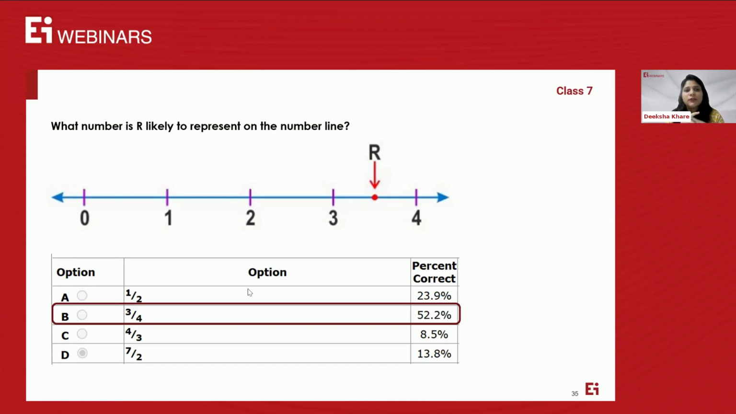And we also saw here that option A, half, has got 24% performance. Why might students have gone for that? Because it is half of 3 and 4. They know that between 0 and 1, the point which is exactly in the middle is half. The same overgeneralization has taken place. They have generalized that to the number which is exactly in between 3 and 4 as well, half of 3 and 4.